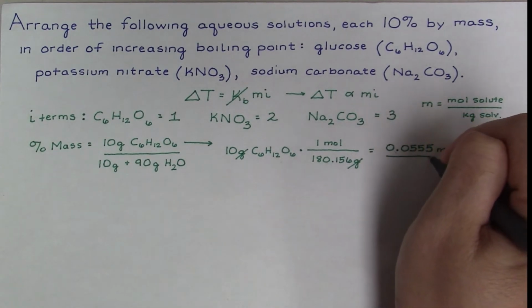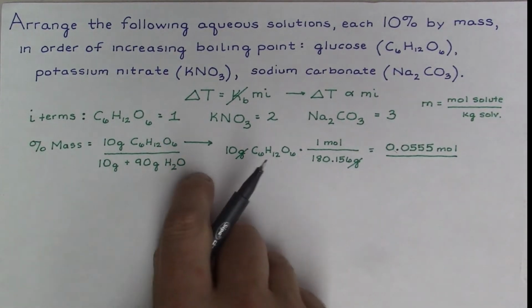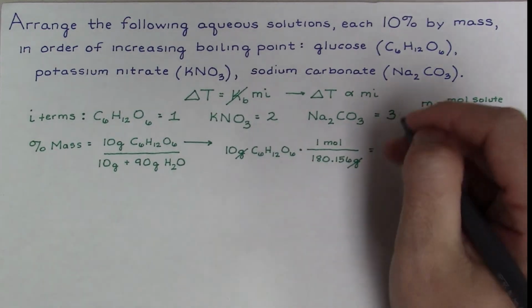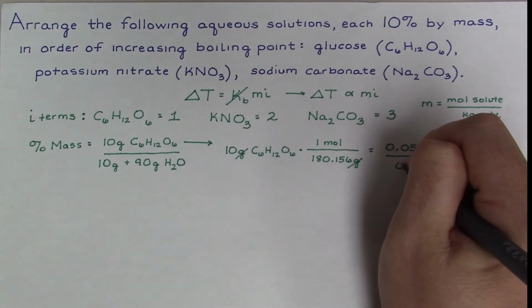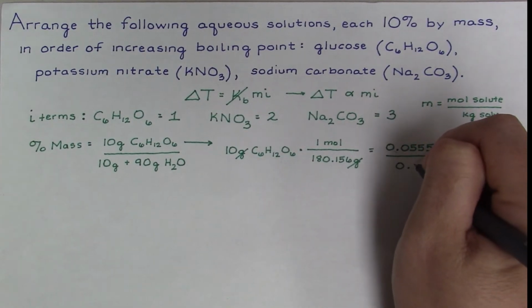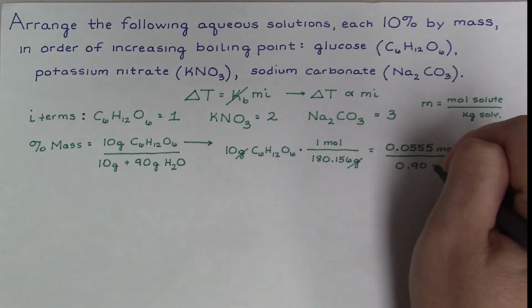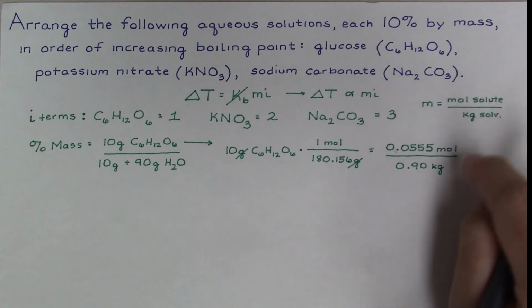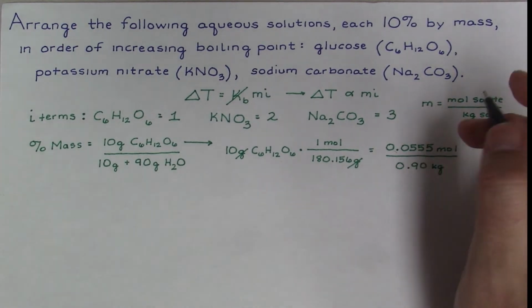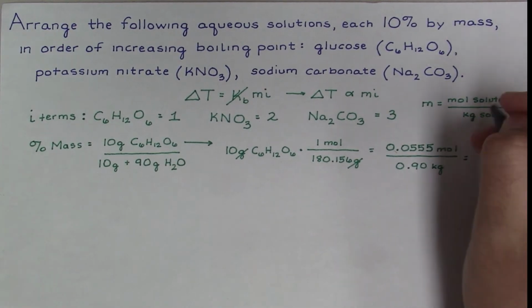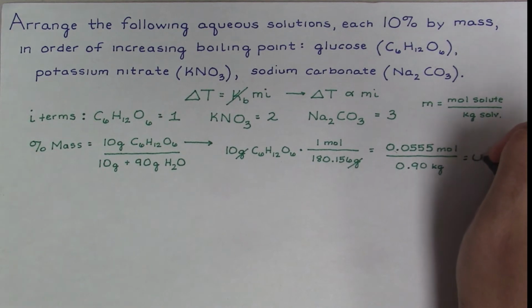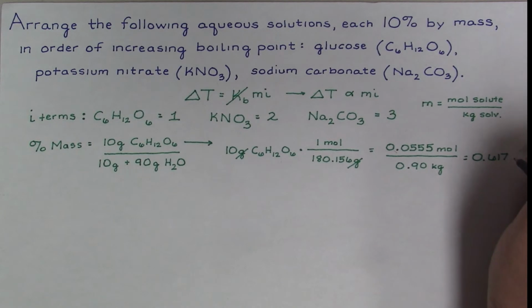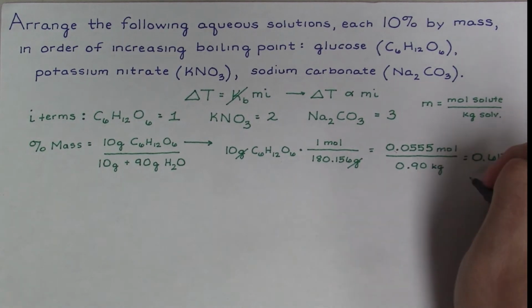So now we must go and divide by our 90 grams of water, but it must be in kilograms. So we can do this by dividing by 0.090 kilograms. You will get a value of 0.167 mole particles.